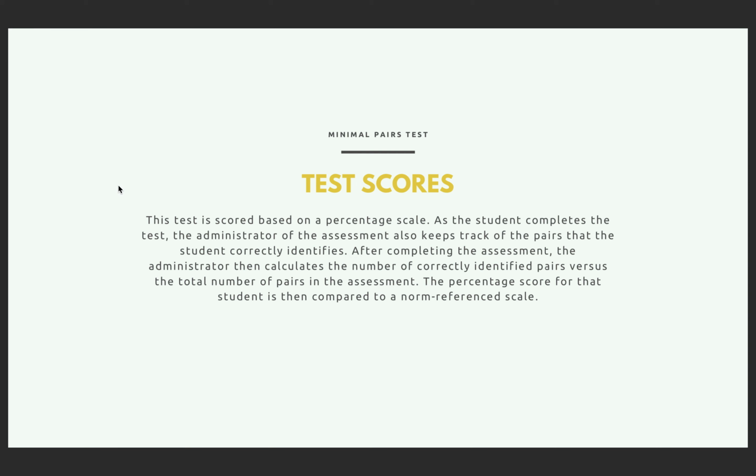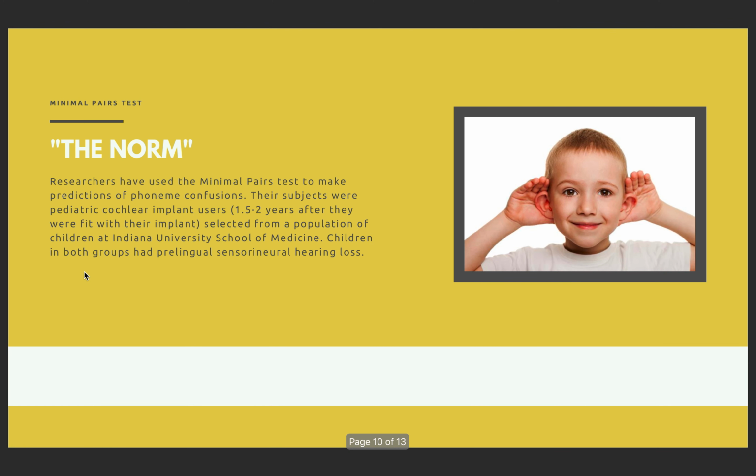The test is scored based on a percentage scale. As the student completes the test, the administrator of the assessment also keeps track of the pairs that the student correctly identifies. After completing the assessment, the administrator then calculates the number of correctly identified pairs versus the total number of pairs in the assessment. The percentage score for that student is then compared to a norm referenced scale.